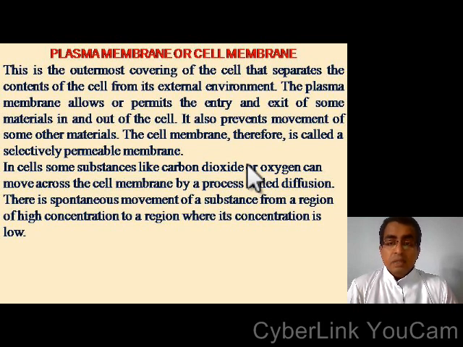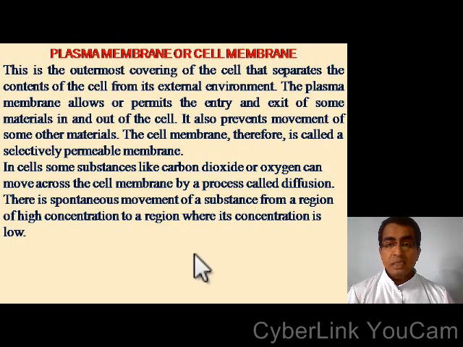The plasma membrane or cell membrane is the outermost covering of the cell that separates the contents of the cell from its external environment. The plasma membrane allows or permits the entry and exit of some materials in and out of the cell. It also prevents movement of some other materials. The cell membrane therefore is called a selectively permeable membrane.